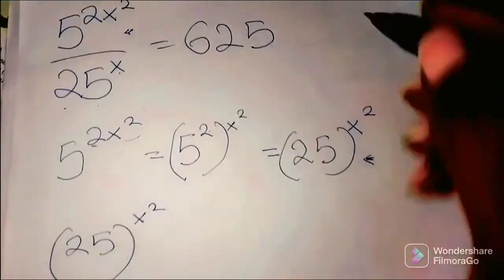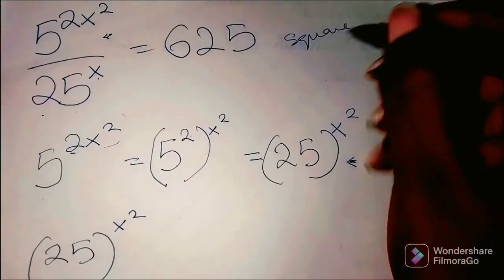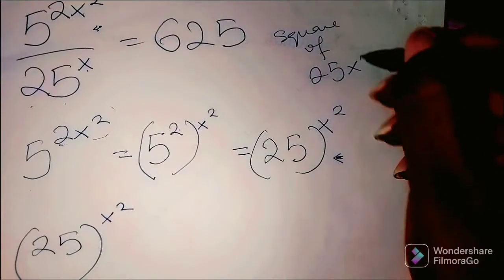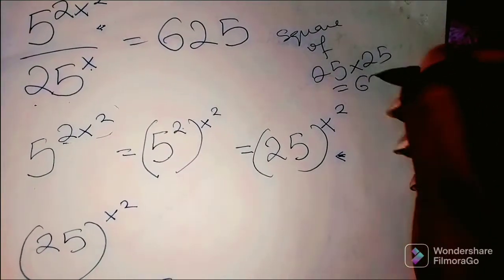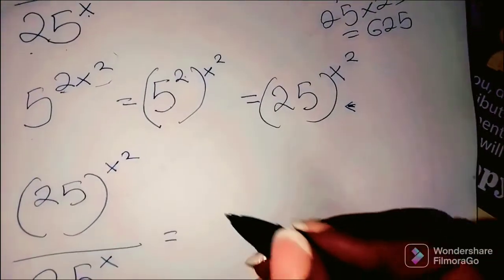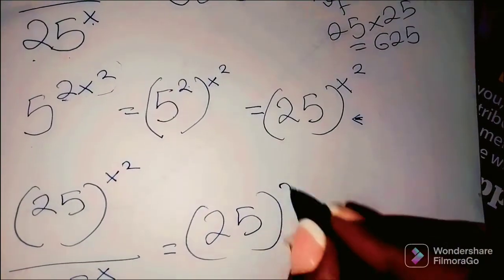625. Remember, 625 is a square of 25. That is, 25 times 25 would give us 625. So we will say 25 squared.